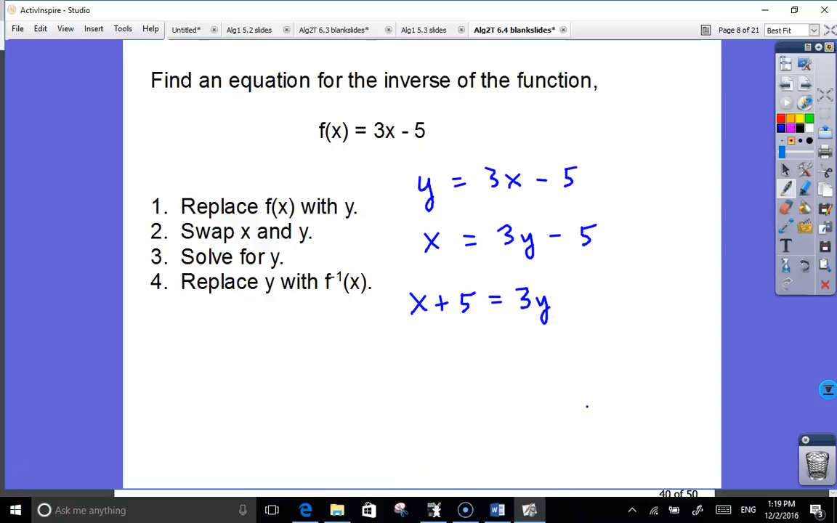Divide by 3. And you could split that up into x over 3 plus 5 over 3 or just leave it alone. It doesn't matter. f to the minus 1 of x equals x plus 5 over 3.